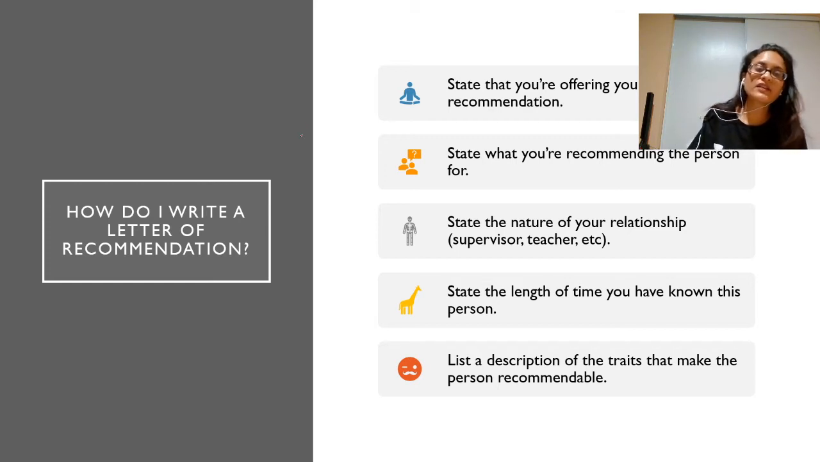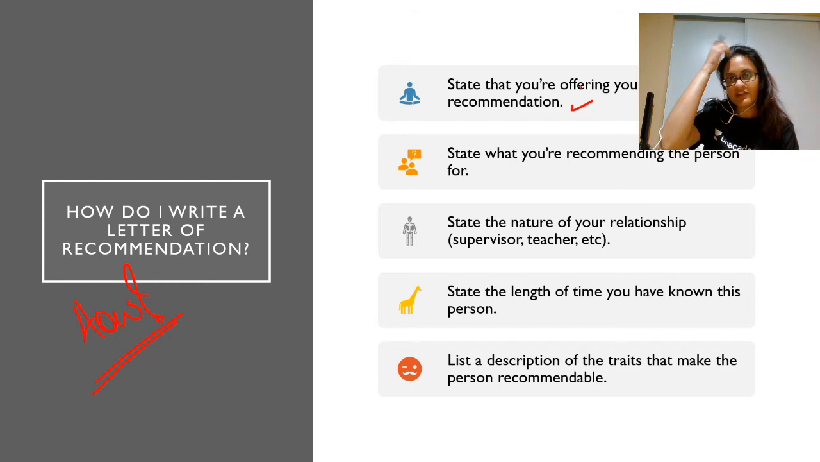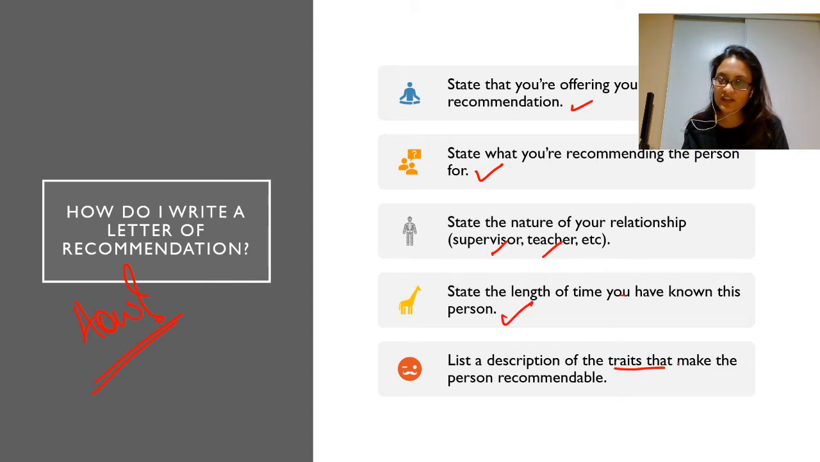So, how do I write a letter of recommendation? Big question. State that you are offering your recommendation. State what you are recommending the person for. State the nature of your relationship, like supervisor, teacher, whatever. State the length of time you have known this person, and list the description of traits that makes this person recommendable.